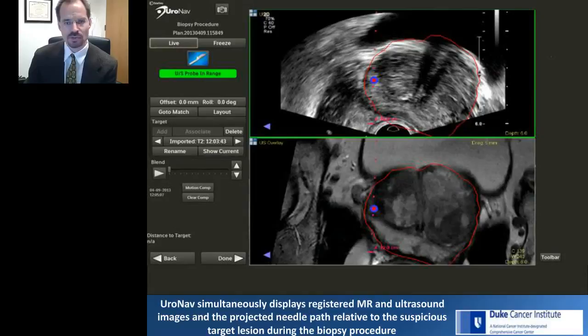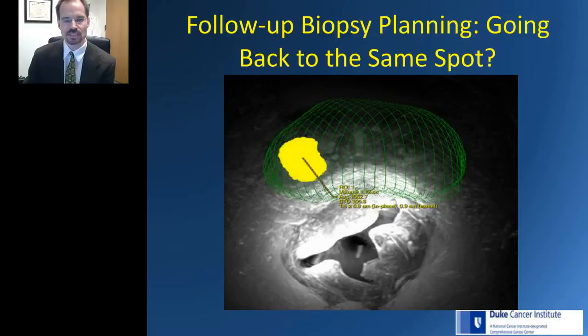So what it looks like when you're doing this live, this is the screen we look at. The bottom image is our MRI, and you can see our superimposed target on the MRI, and then we translate that image to the real-time ultrasound, and we translate the target. So you can see the target superimposed on the live ultrasound, and then we would do the biopsy based on the ultrasound.